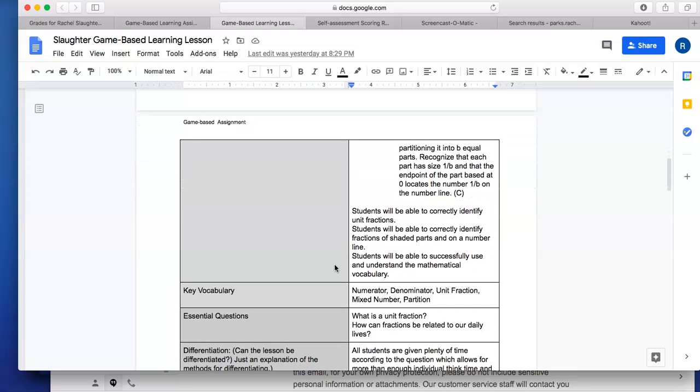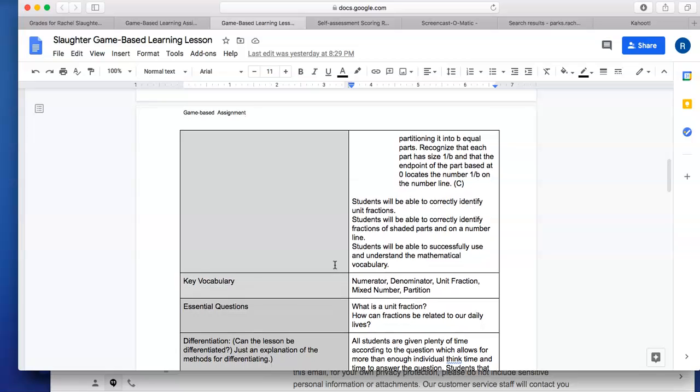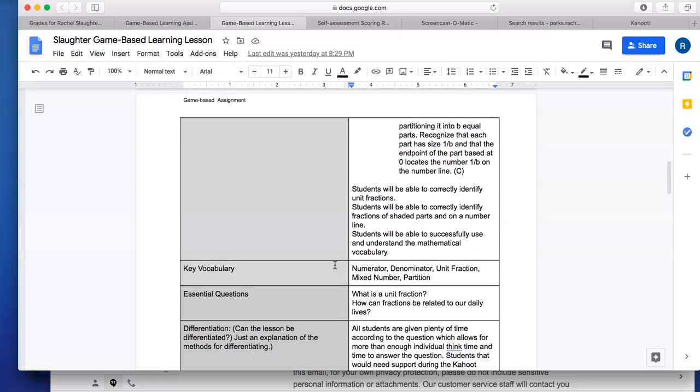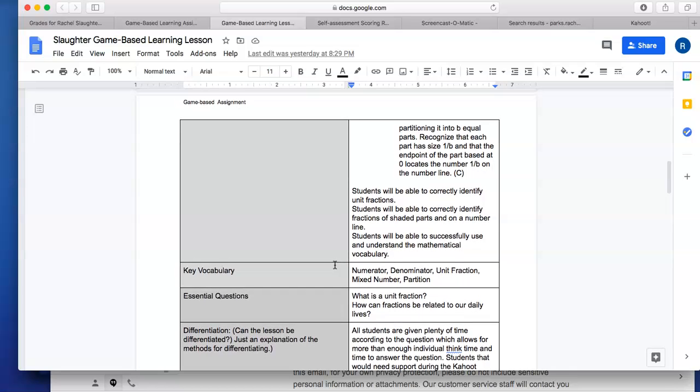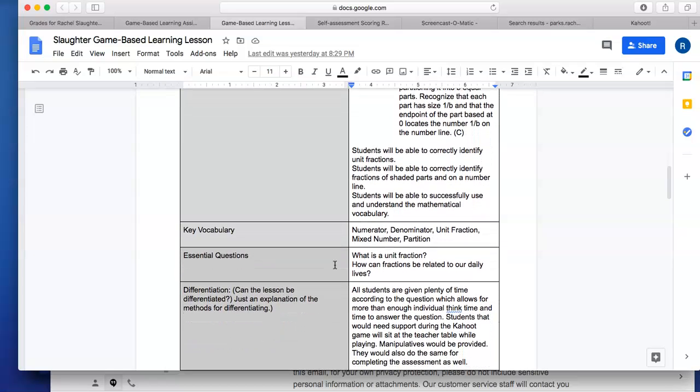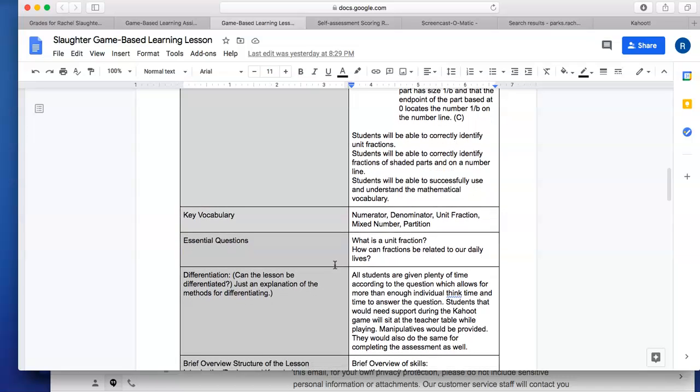So students are going to be able to correctly identify unit fractions. Students will be able to correctly identify fractions of shaded parts and on a number line. And students will be able to successfully use and understand the mathematical vocabulary. So far, I feel like my students have been pretty successful with all of these goals in this unit. So some of our vocabulary that we have been using are numerator, denominator, unit fraction, mixed fraction, and partitioning.